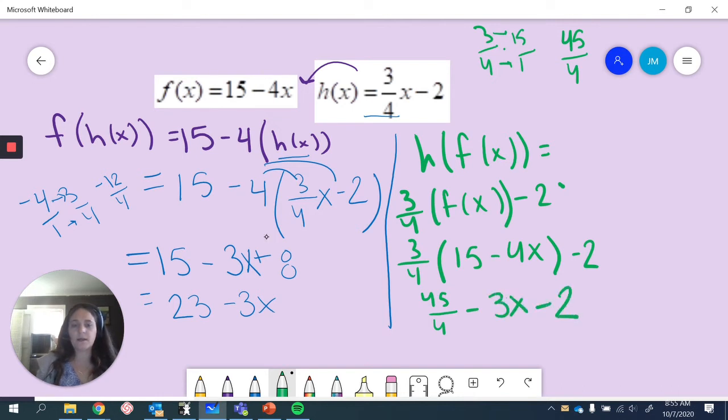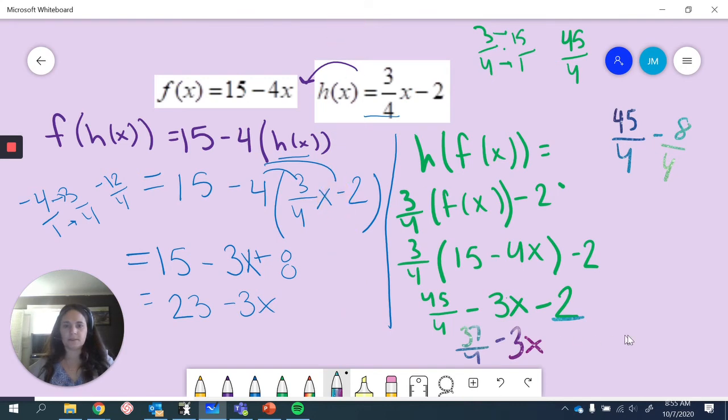And then we can combine our like terms, which is super fun. You guys got to remember fractions. So 45/4 minus 2, we're going to find that common denominator, which is 4ths. So 2 is the same as 8/4. So 45 take away 8 is what, 37? So this is 37/4 minus 3x. Good job, team.